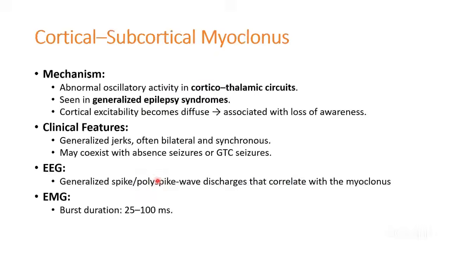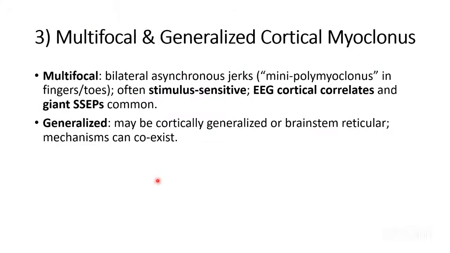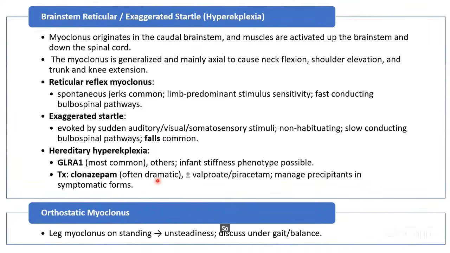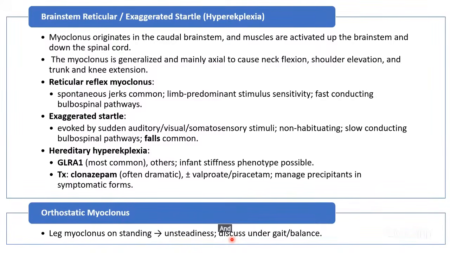I'll just go back. So orthostatic myoclonus: leg myoclonus on standing, unsteadiness. As we already discussed in the previous session, they will have difficulty in walking. They have buckling of the knees while they're walking, and they will fall because of the orthostatic myoclonus.